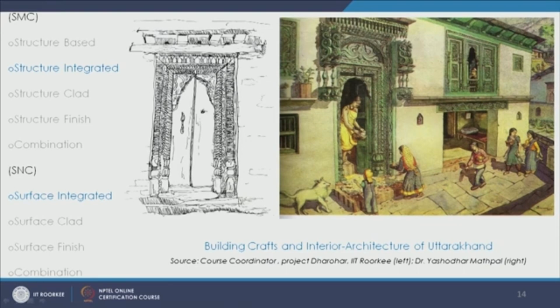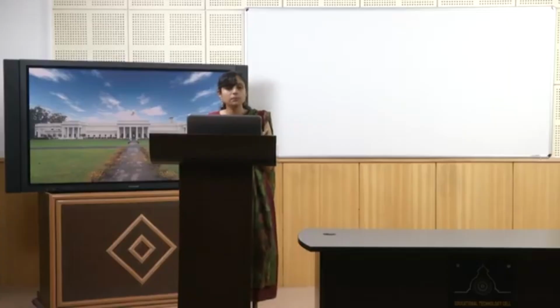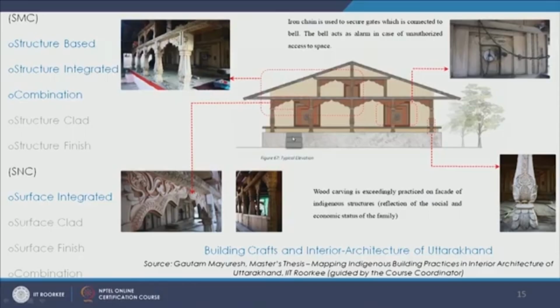So again we see here the surface integrated craft and the structure integrated craft, which are not completely structure based, but they are definitely structure integrated. A few other examples. This is a granary again in Uttarakhand, and this is the typical elevation.